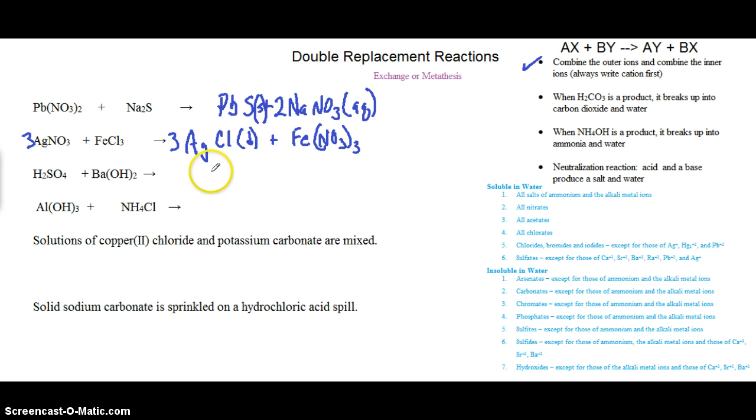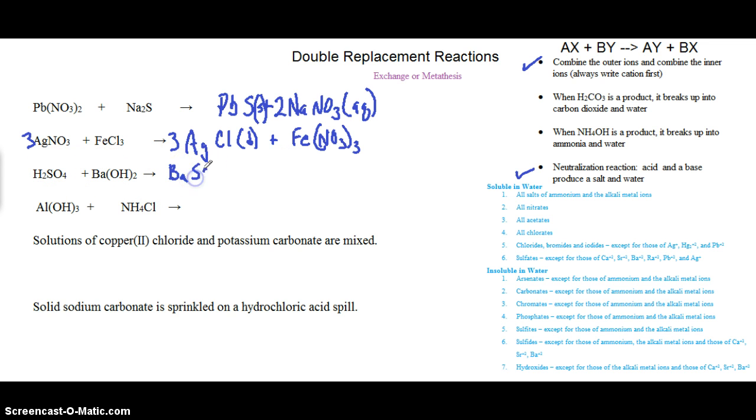Now my next reaction is going to be the reaction between sulfuric acid and barium hydroxide. This is an acid-base reaction. Acids and bases generally produce a salt and water, and by salt I mean an ionic compound. You'll notice that one is listed here. Neutralization reactions, acid and base produce salt and water. So what I'll have is here, I'll have the barium and the sulfate coming together.